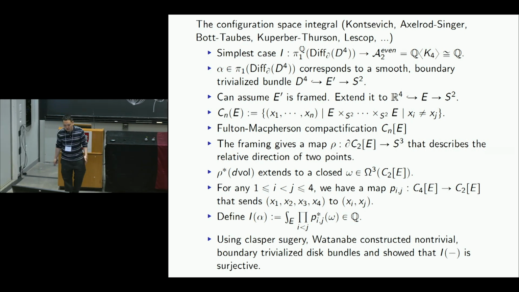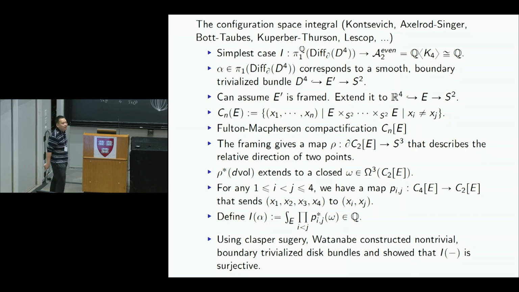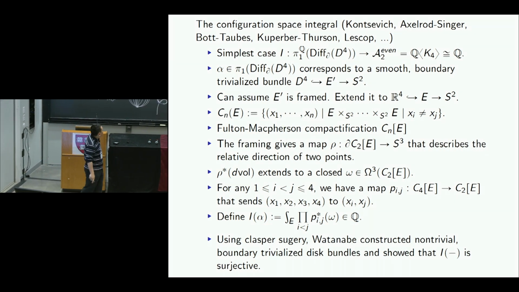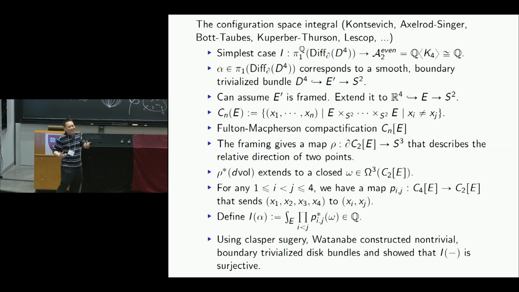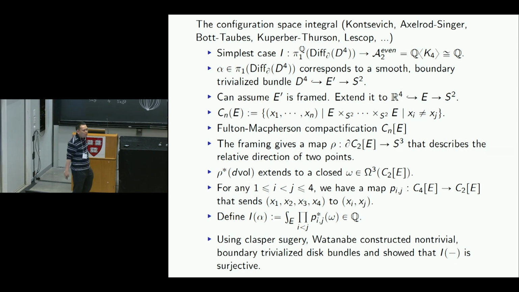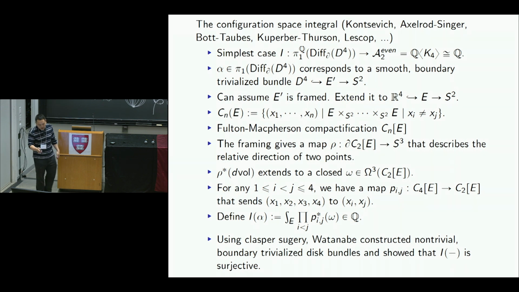And another hard part in Watanabe's work is to compute this invariant for that family, essentially using these linking numbers and this triple linking number of this Borromean link and Hopf link, and conclude that it's non-trivial. Okay, so that's the hard work. Anyway, Watanabe succeeded and showed that this is surjective.